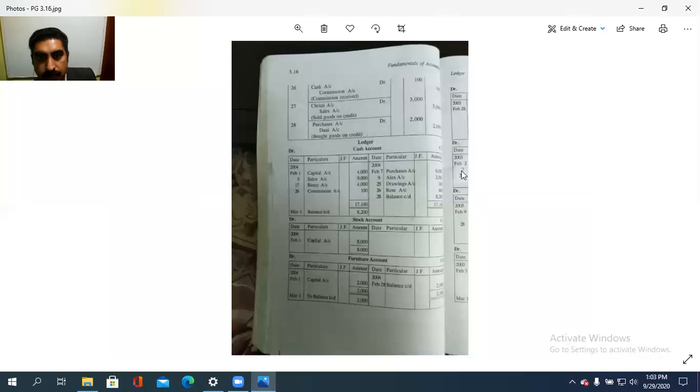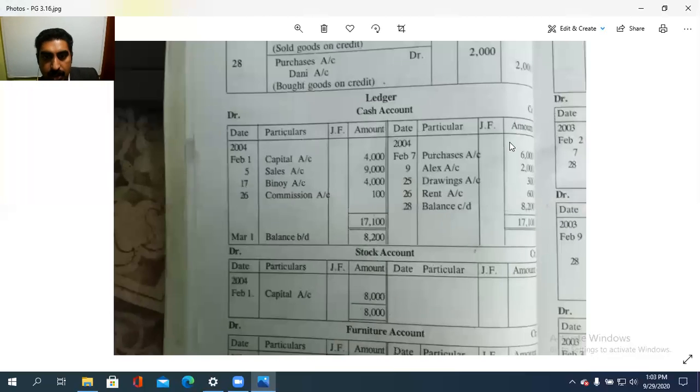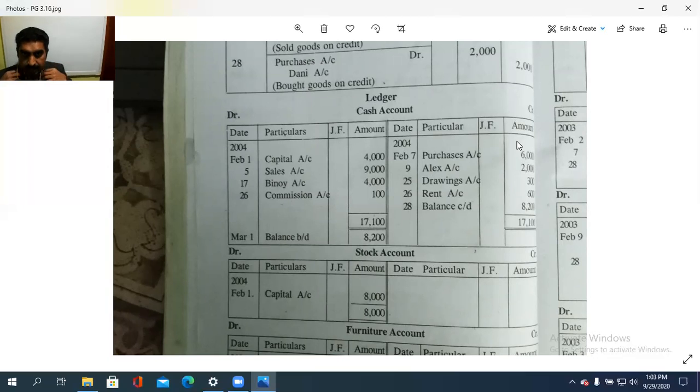See the ledger account, cash account debtor to capital. Firstly we see the cash account, because it is too tedious to draw each and every account here. This is a small board, that is why. So just to see the explanation, I am telling.